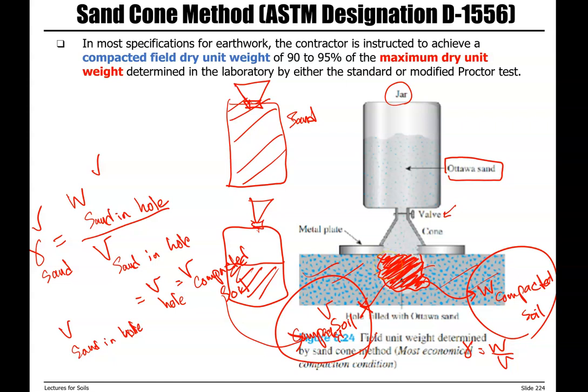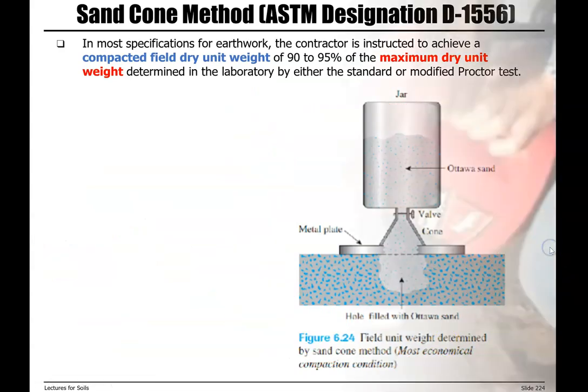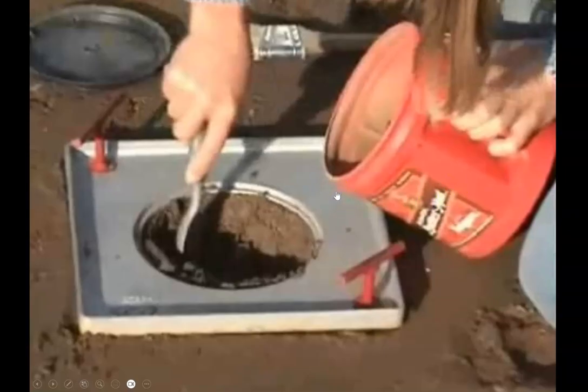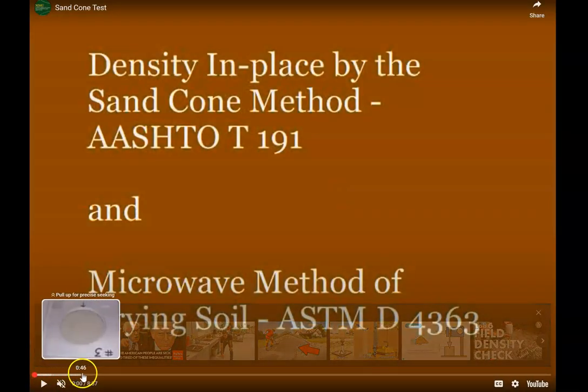We can also use the same technique with the small can to calculate water content, and then using these numbers we can calculate gamma d as gamma divided by 1 plus water content. And that's a simple technique that we can use to measure density of soil in field.